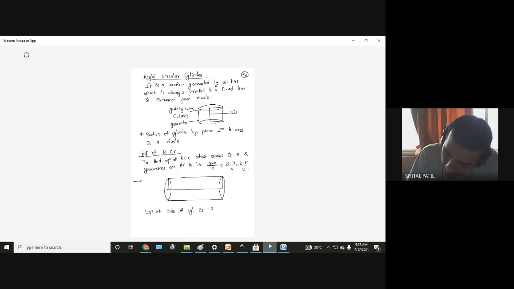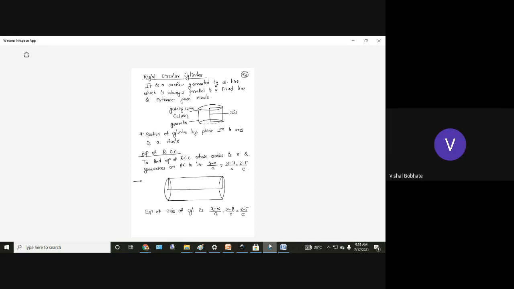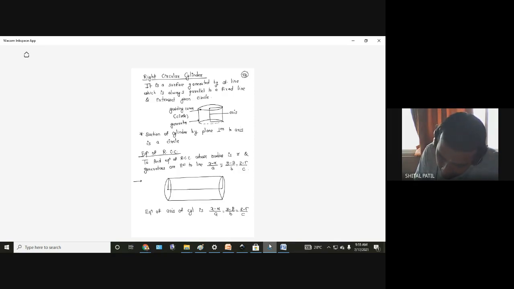is (x minus alpha) divided by a, (y minus beta) divided by b, (z minus gamma) divided by c. So can you tell me what is alpha beta gamma? ये alpha beta gamma क्या है? Direction ratios of the line? Alpha beta gamma? हाँ, very good. Alpha beta gamma is a point on the axis, है ना? Right? And what is a, b, c? Direction. Very good. If you understood this, this is more than sufficient.